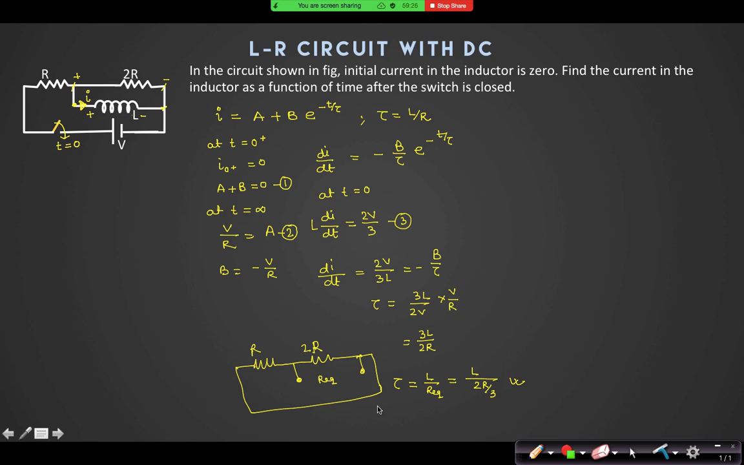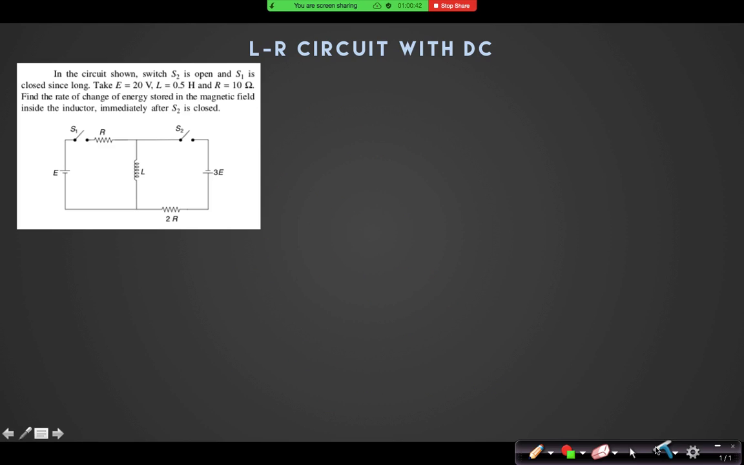Right? In this way also you can calculate tau. So this entire calculation is not needed. You can just put the value of tau and you will find A and B from this one. Just try to solve this question. I think a very similar type of question.